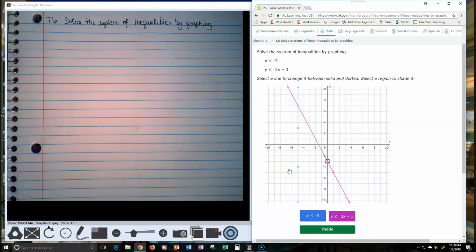So think about this. This x is only from this point over. This y is from here down. But where do they have points in common? That's what you have to think about. So if I can only go to the left of this line, even though I can go below this line, they don't have anything in common until they get in this area. So we're going to shade this area.